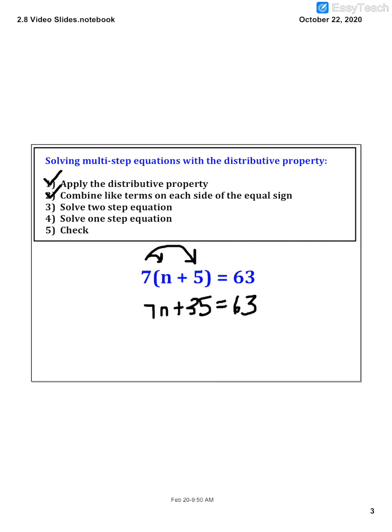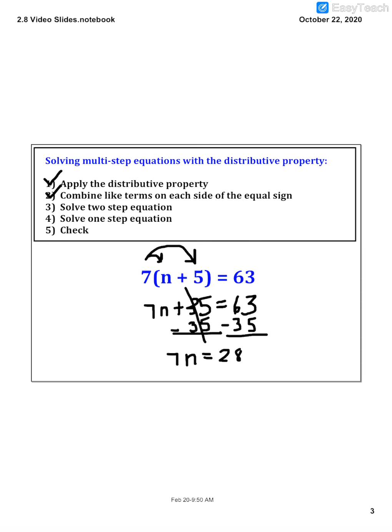Now it says to solve the two-step equation. So I'm going to start with the constant, the number that's not attached to the variable. Since it's plus 35, I have to use inverse operations to cancel it out. So I'm going to subtract 35. Those will cancel out, and whatever I do to one side of the equal sign, I must do to the other. So now I'm left with 7n is equal to 28.